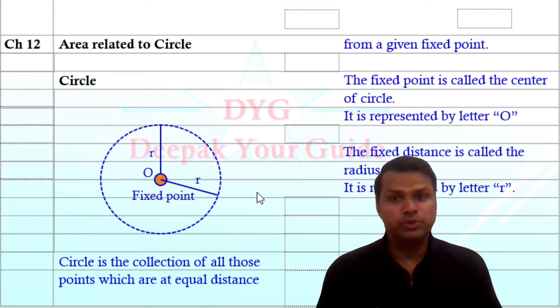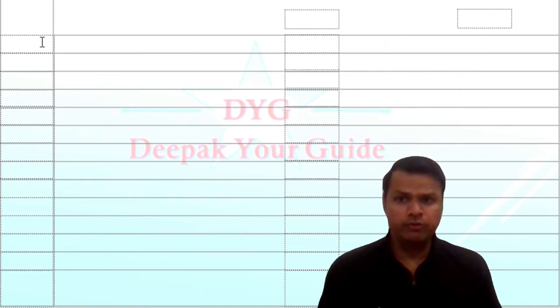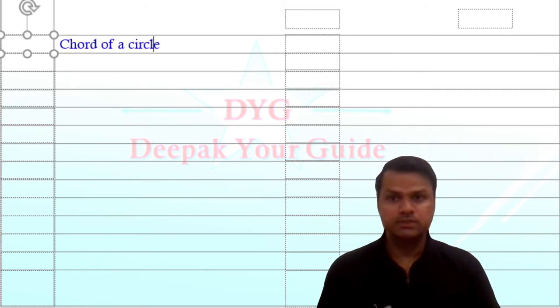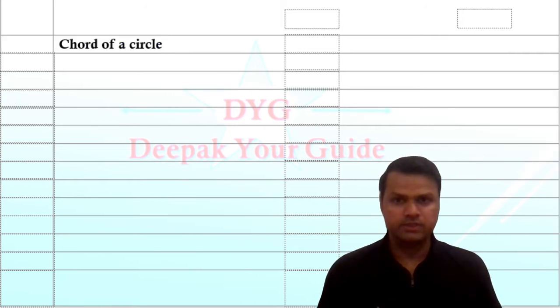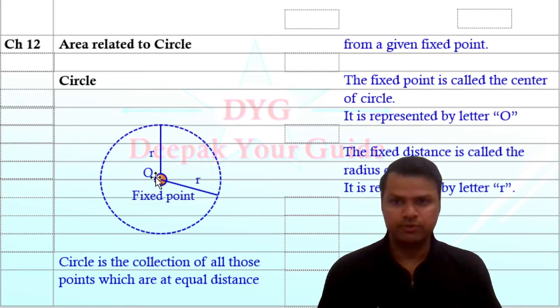Now let's move on to the other concept that we have. What are the other concepts? Now we will discuss the chord of a circle. What do we mean by chord? Let me draw the circle first, and then we'll try to understand what the chord is. So this is the circle, and let's take the center also.